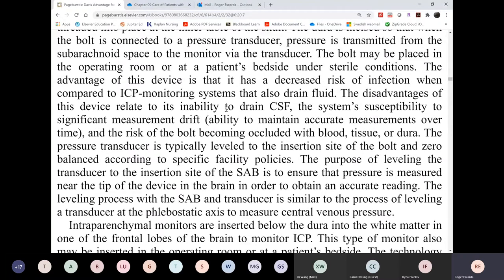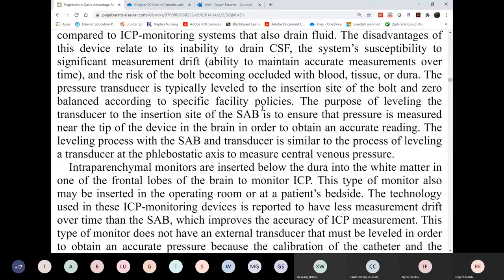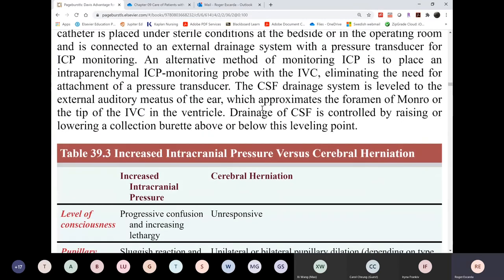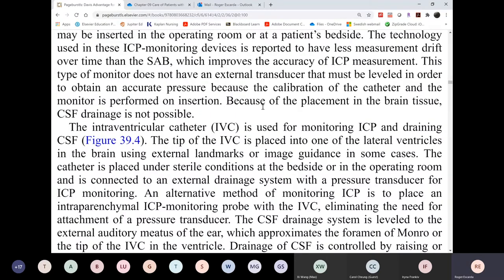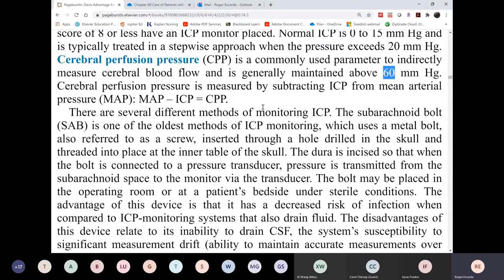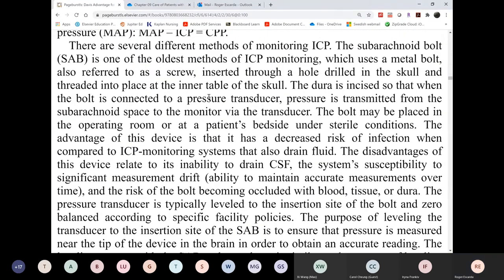So we know how to calculate mean arterial pressure. Now let's go to how we measure ICP. It has to be invasively monitored. I thought there was a table, there's none. All right, so the methods of monitoring ICP: it has to be measured internally. You have to put something into the skull. We have different ways. We have the subarachnoid bolt, also called the metal bolt or screw.